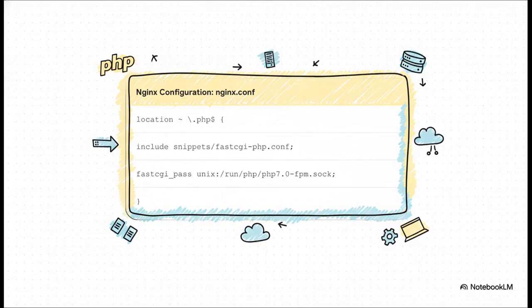And you can see that different architecture right in this config snippet. The location block finds the PHP files, but instead of handling them itself, it uses fastcgi_pass to hand off the request to PHP-FPM through something called a Unix socket. It's this design that lets Nginx respond to requests with incredible speed.